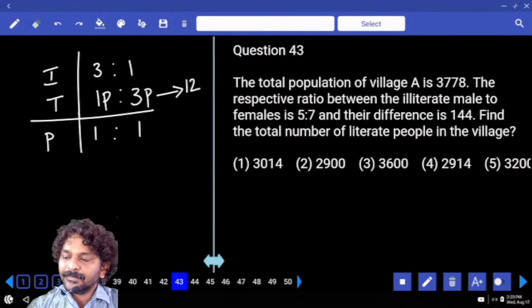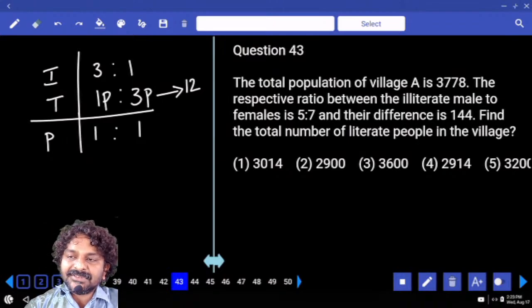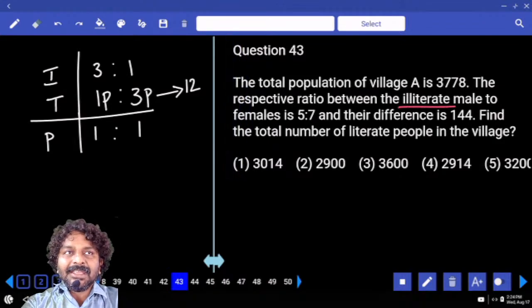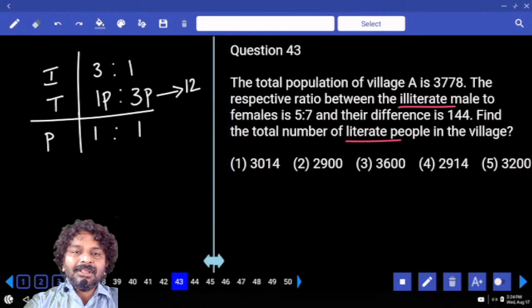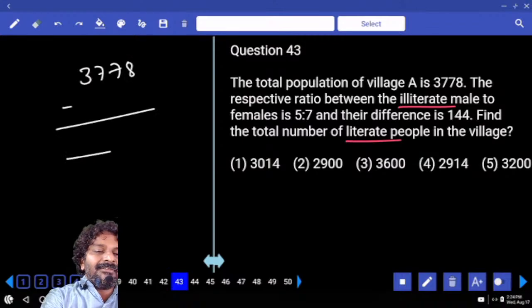Next, the total population of village A is 3778. The respective ratio between illiterate male to female is 5:7. And their difference is 144. Find the total number of literate people in the village. Now we have information regarding illiterates, and the question is about literates. From the total 3778, if you subtract illiterates, we will get our final answer.